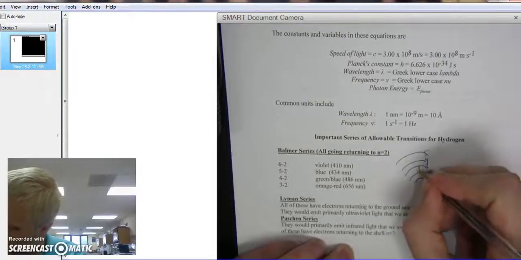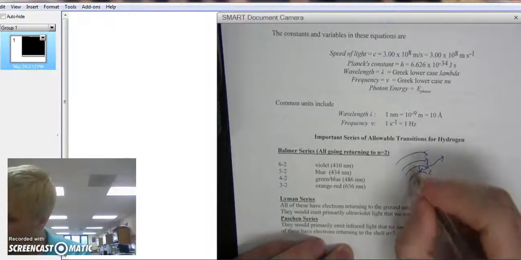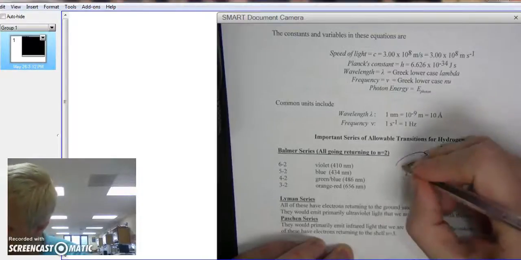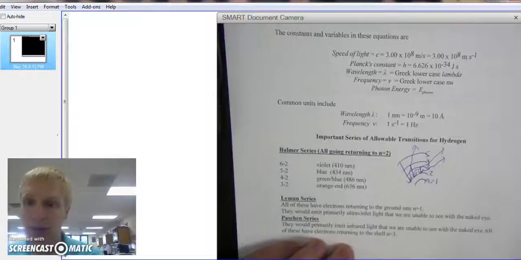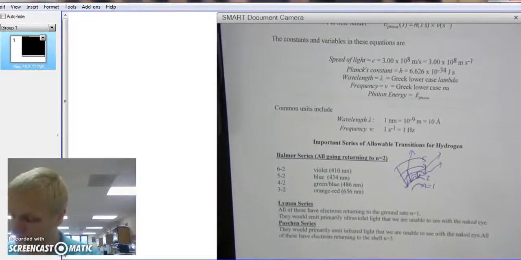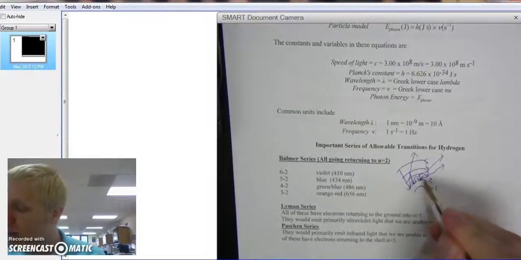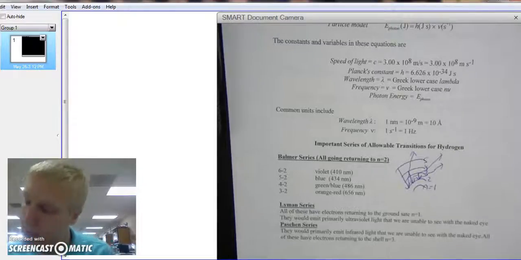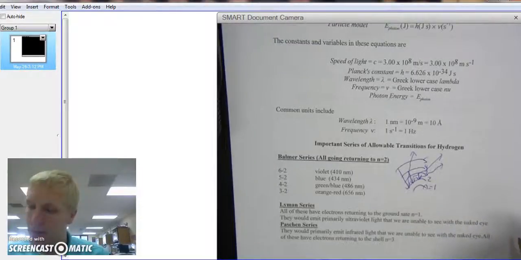So we could have a drop from 3 to 2, it's going to release energy in the form of light. Or we could have a drop from 4 to 2, it's going to release more energy in the form of light. From 5 to 2, it's going to release a different wavelength of energy in the form of light. And so on, 6 to 2, 7 to 2. All of them end at 2. And what it does is it's going to produce a line spectrum. You have violet, blue, green-blue, orange-red, and that is the Balmer Series.